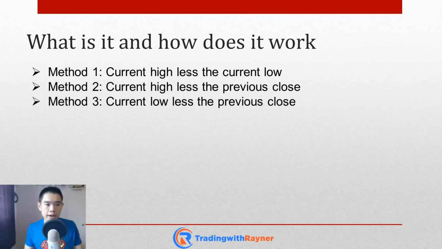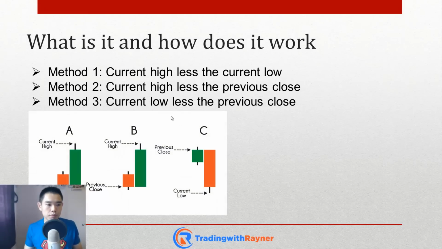The first method is the current high minus the current low. The second method to calculate it is the current high minus the previous close. And the third method is the current low minus the previous close. Now, why are there three methods? The reason is simple. It's because of the way the charts can form.